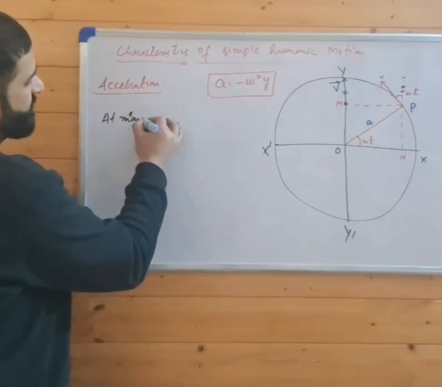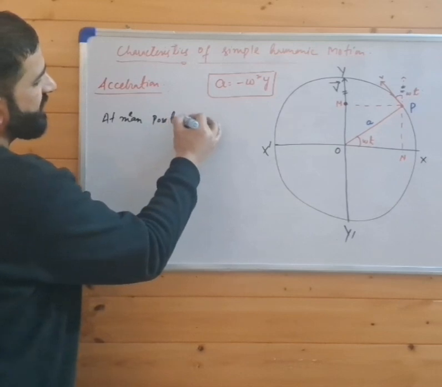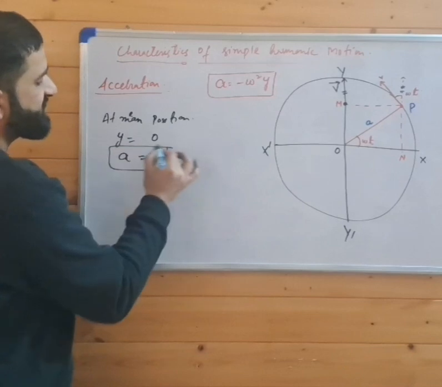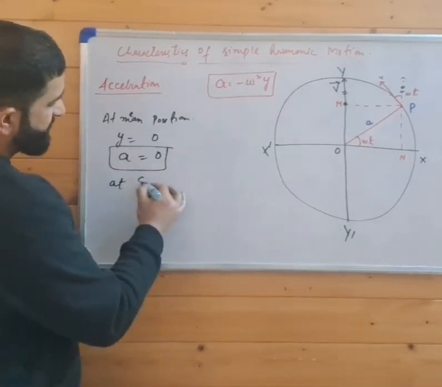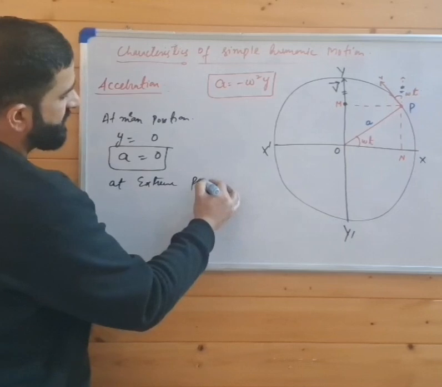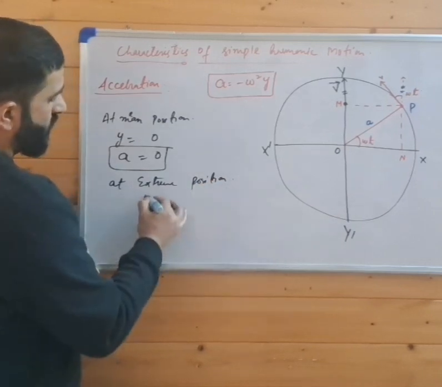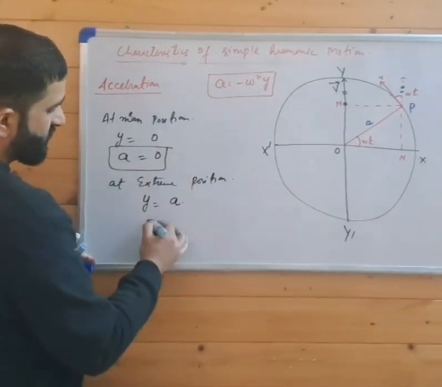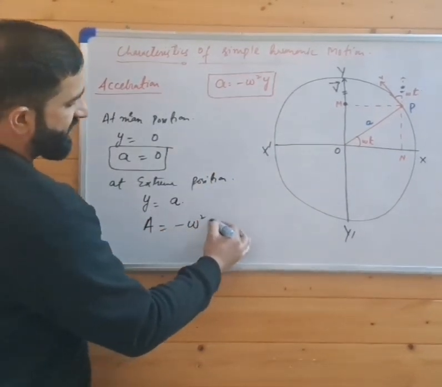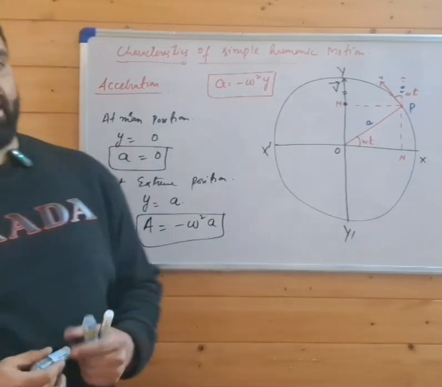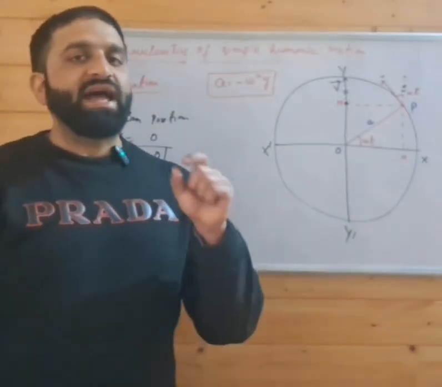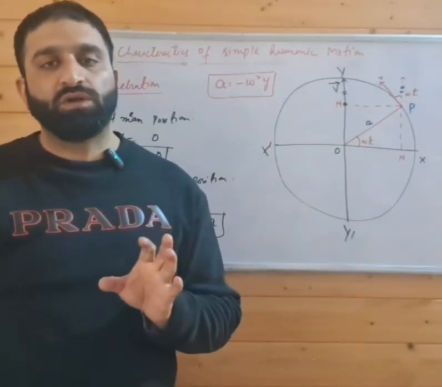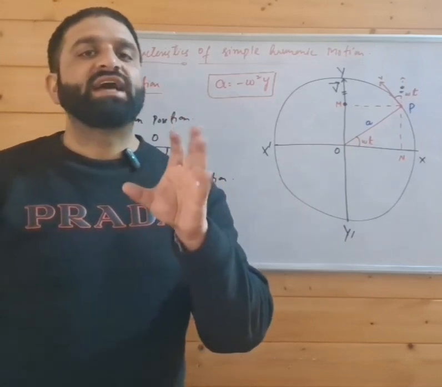At the mean position, y is equal to 0, so a is equal to 0. At the extreme position, y is equal to A, where A is the amplitude, so the acceleration is given by minus ω² A. This states that the acceleration at the mean position is equal to 0 and the acceleration at the extreme position is maximum. Why is that?